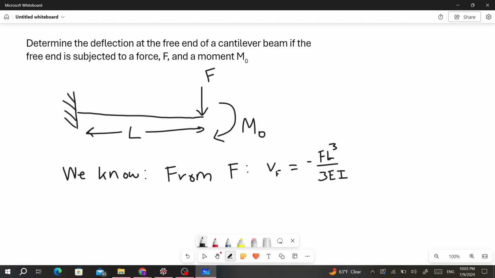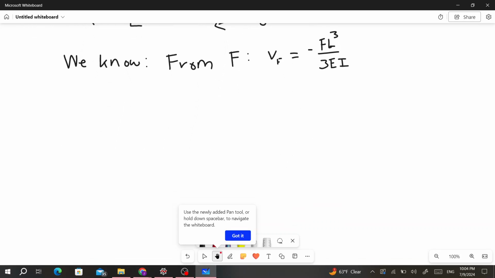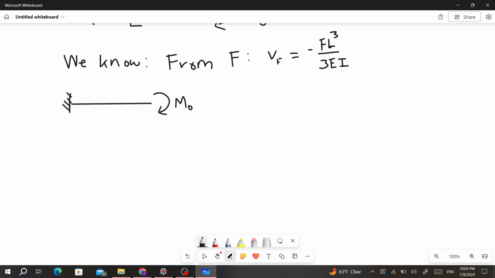So remember, to use the method of integration, the first thing we need to do is come up with an expression for the moment as a function of position on the beam. What we did last time, we drew a shear diagram and a moment diagram. The shear diagram helped us draw the moment diagram. Just to make it clear though, we are right now just going to look for the deflection caused by the moment m0.